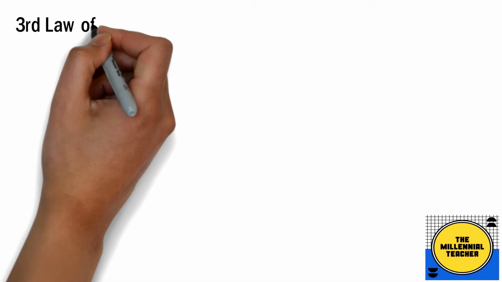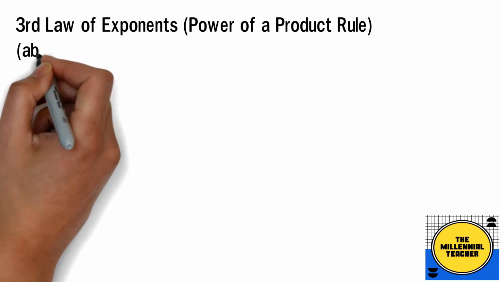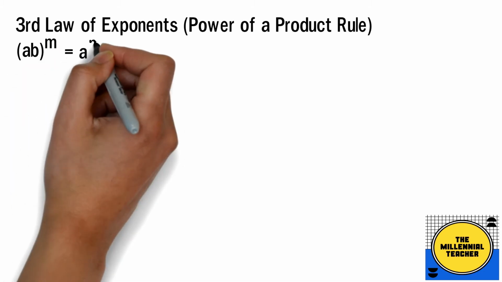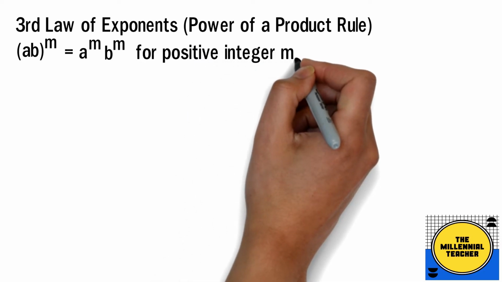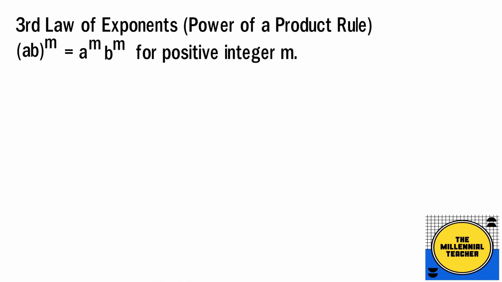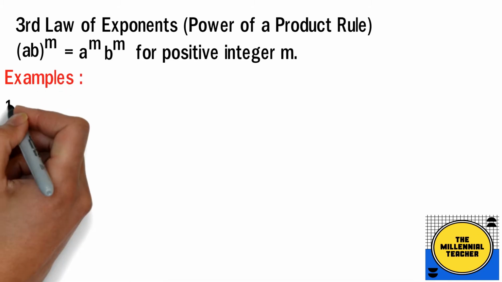The third law of exponent, also known as power of a product rule, where ab raised to m is equal to a raised to m, b raised to m for positive integer m. Ibig sabihin, student, ang exponent na nasa labas ay i-distribute lang natin sa loob. Gawin natin sa mga sumusunod na halimbawa.